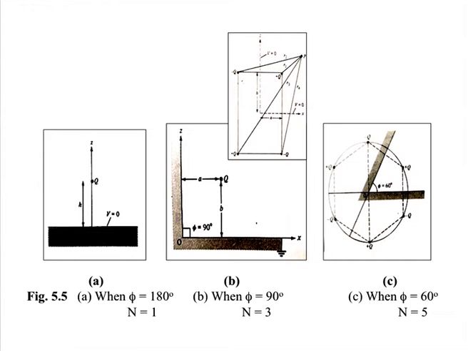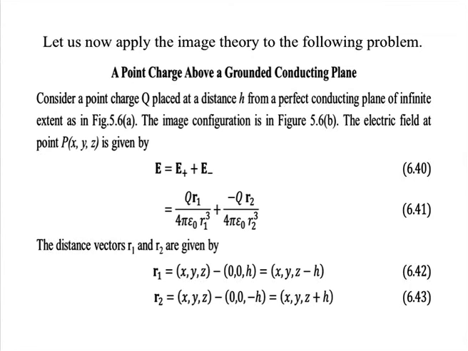When phi is equal to 90, then for one charge there would be 3 images, and if phi is equal to 60 degrees, in that case there would be 5 images, as can be seen in figure 5.5c. Now we will apply the image theory to a particular problem, that is a point charge above a grounded conducting plane.